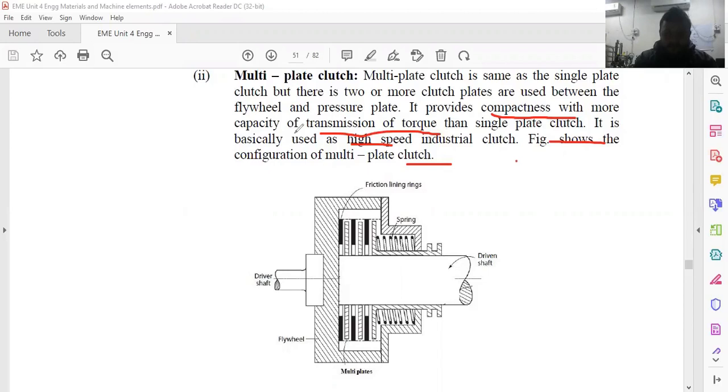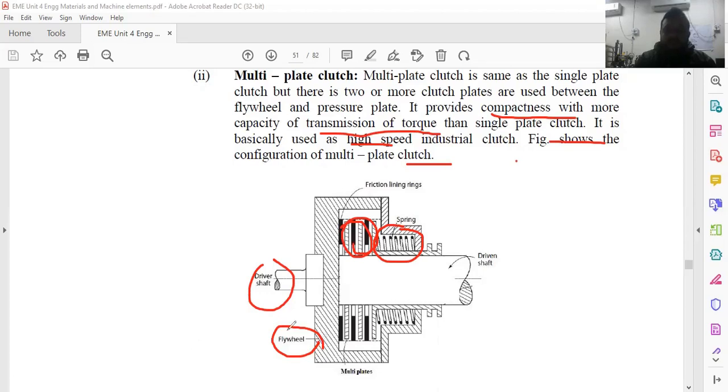So here you can easily see that by means of the pressure plate, pressure is provided by means of the spring, where friction lining rings are there. These are called as the friction plate, and this is the driver shaft, which is to be fitted by means of the flywheel. And the function of flywheel is what? The function of flywheel is nothing but to store the power or energy gained from the driver shaft, and excess amount of energy or power is to be stored by the flywheel and released when needed.